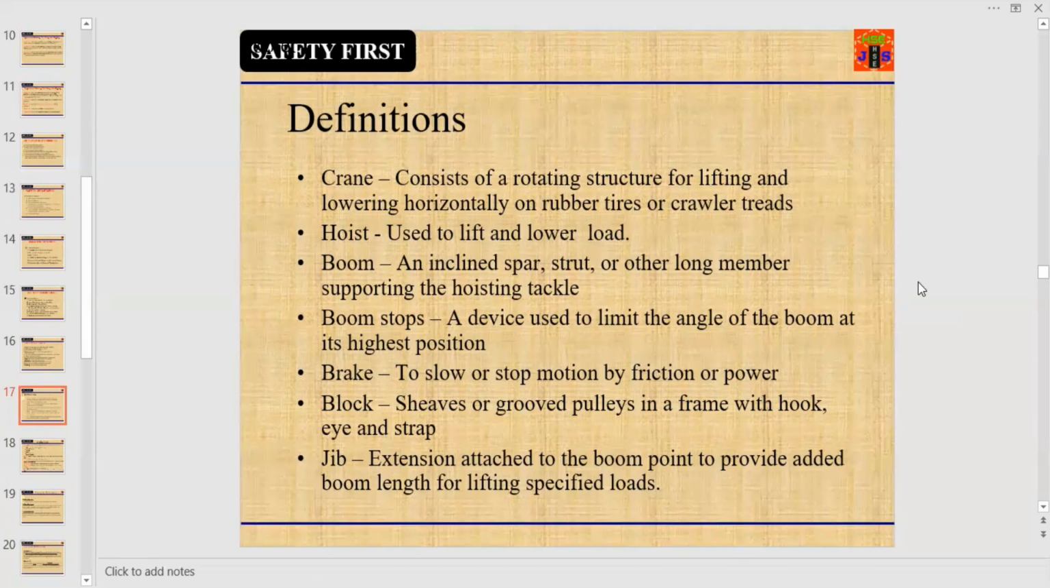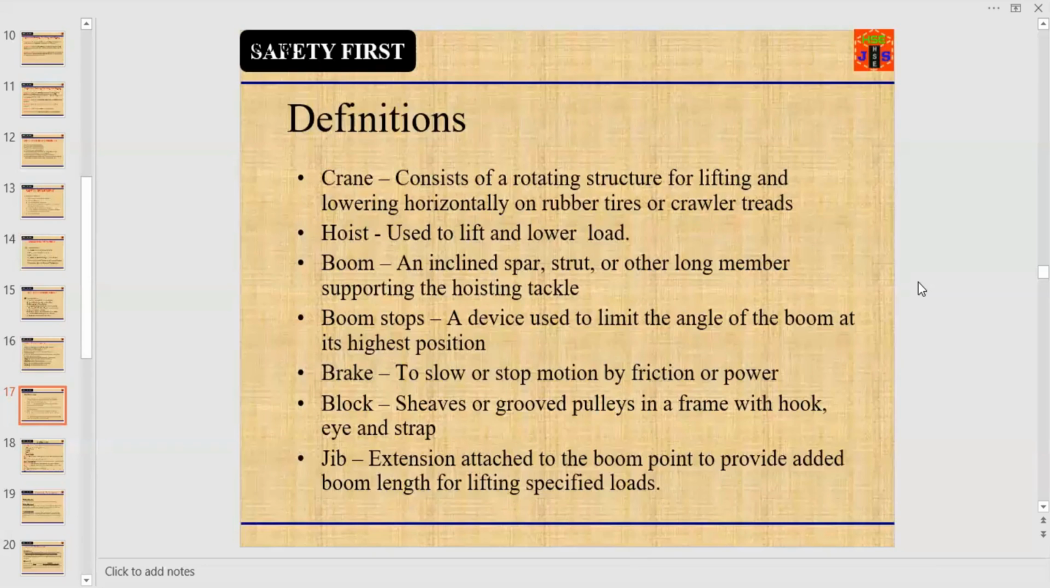First of all, what is a crane? A crane consists of a rotating structure for lifting and lowering horizontally on rubber tires or crawler treads, etc. What is a hoist? A hoist is used to lift and lower the load. What is a boom? An inclined spar, strut, or other long member supporting the hoisting tackle. What are boom stops? A device used to limit the angle of the boom at its highest position. What is a brake? To slow or stop motion by friction or power.